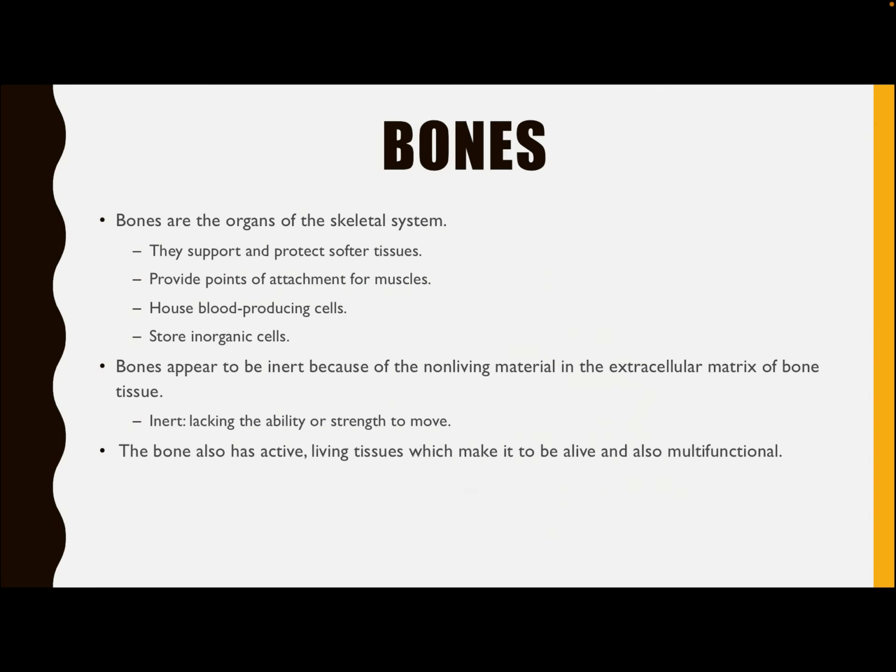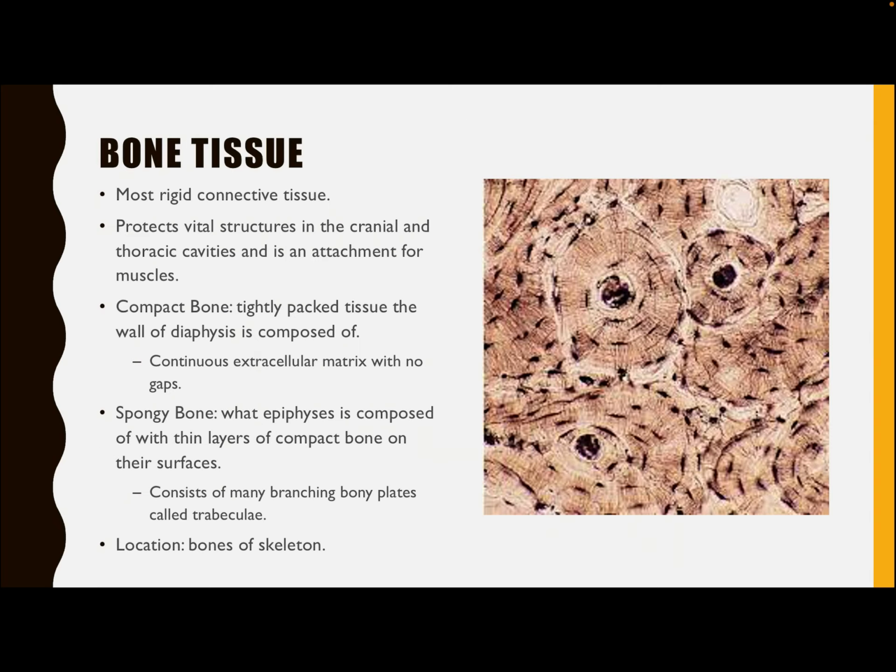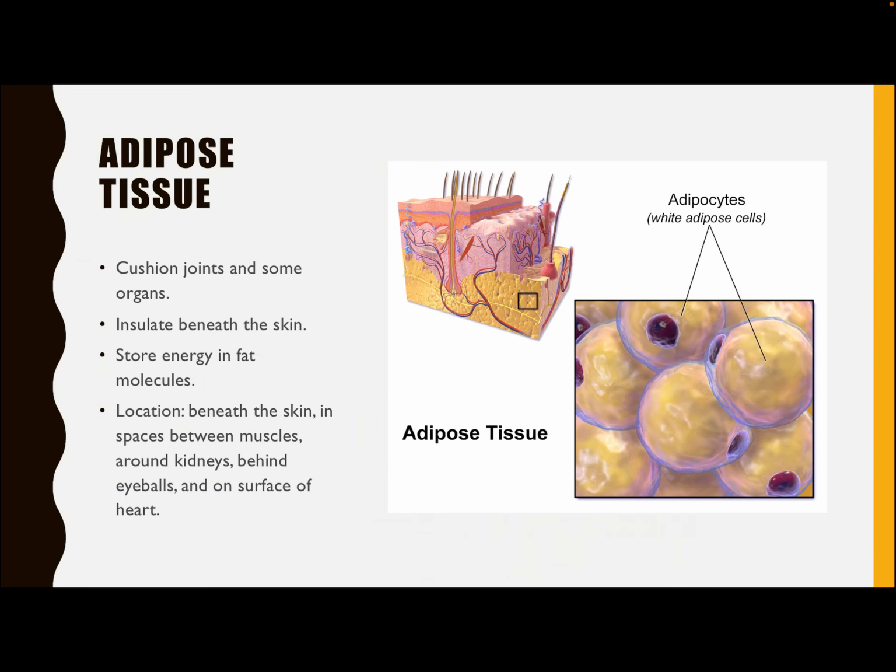Some of these active living tissues are: one, the bone tissue, which is the most rigid connective tissue. It protects vital structures in the cranial and thoracic cavities and is the attachment for muscles. The bone tissue has two different types, the compact bone and spongy bone. The location is in the bones of the skeleton.